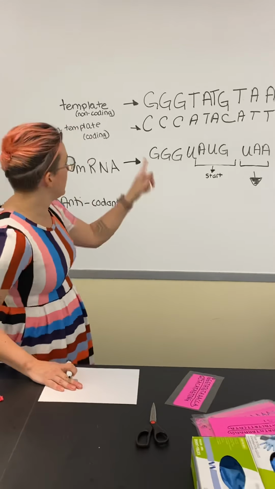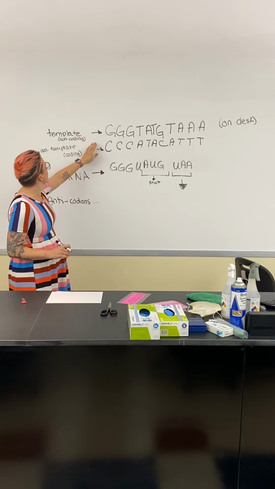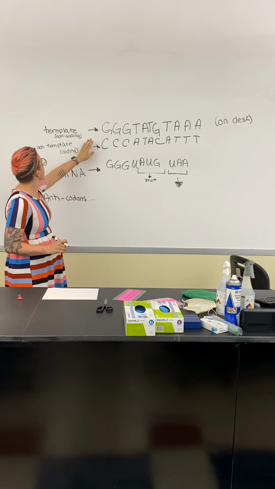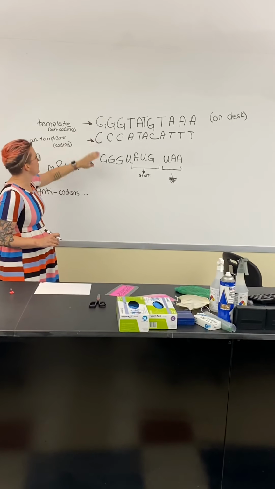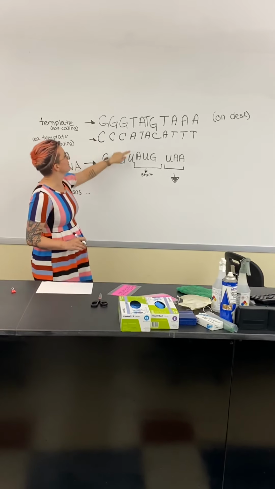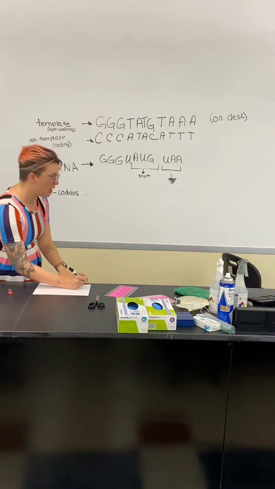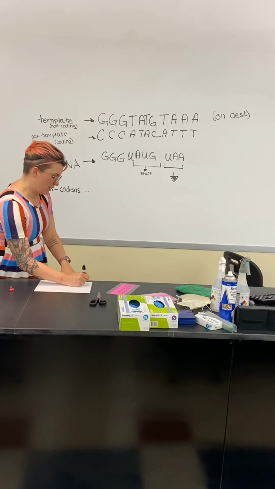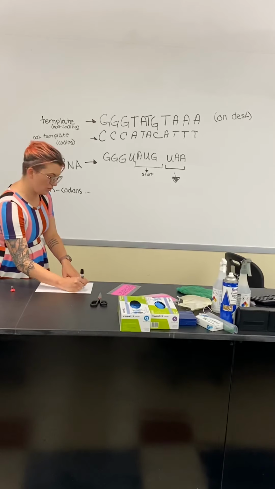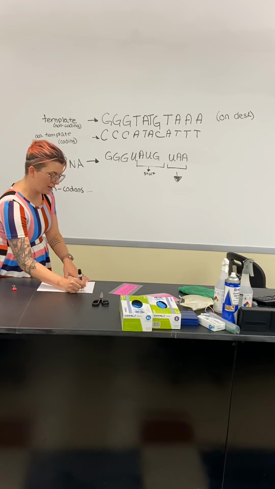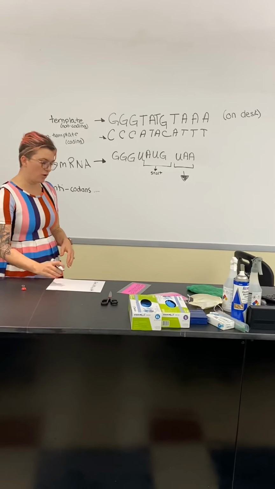So if it was this one, I have it written up there, the student would come up, and because it is the template strand, or I'm sorry, the non-template strand, I just tell them they could just copy that down and change the T's for U's, or if they want, they could write the coding in. So I would write this down: G, G, G, U, A, U, G, U, A, A. And it would continue for a whole sentence, but I'm not going to do that on the video.